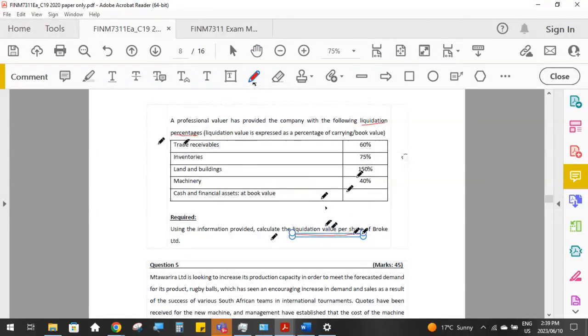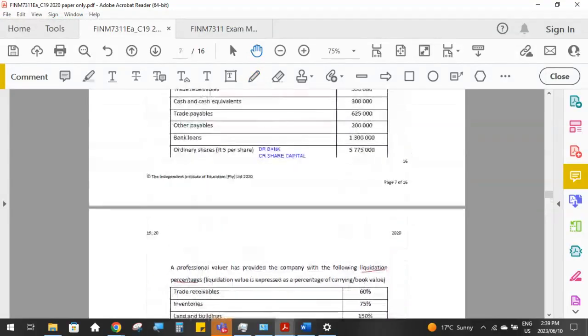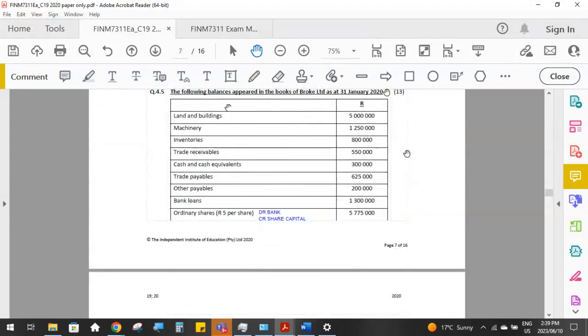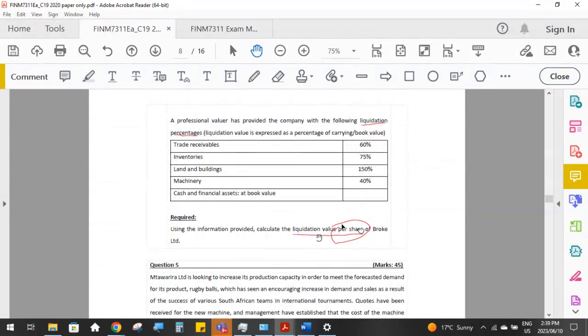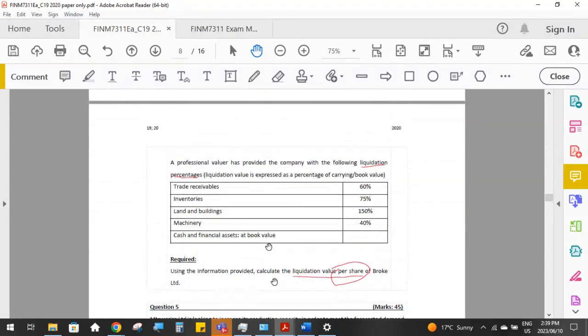Again, they didn't say what's the liquidation value. They wanted the liquidation value per share, so make sure you do that, of Broke Limited. First of all, in this question, they've given us the TB with the current book values. They've given us the percentages of the liquidation values, but they did not tell us how many shares there are in the company.